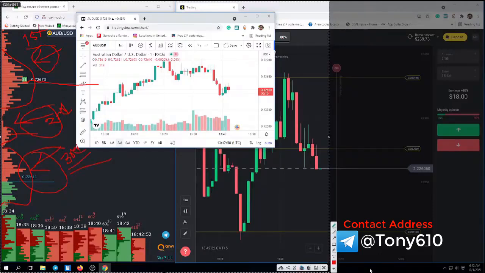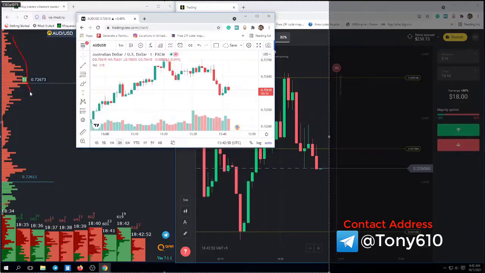Okay, so if you analyze, the market will move from volume level to volume level. The market will move here, here, here, or here. So you have to understand the market movement first.